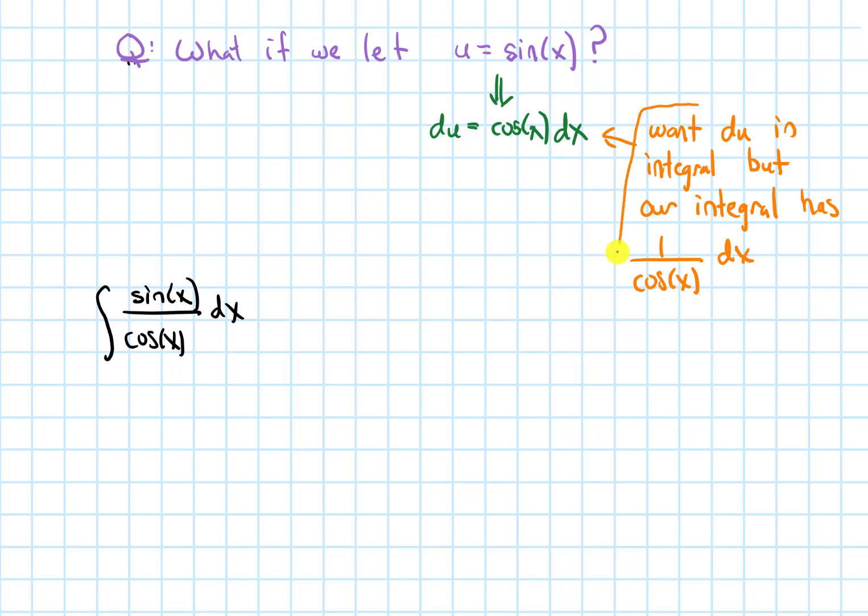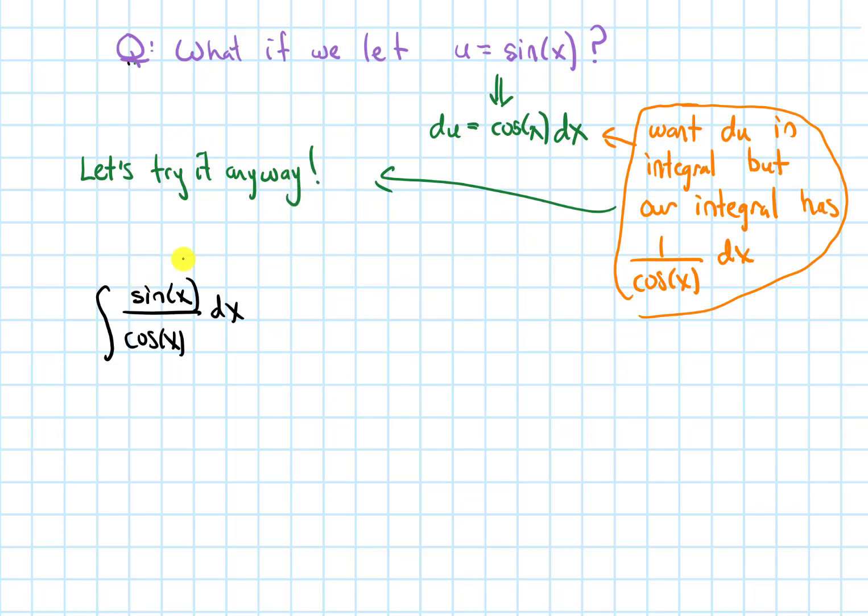We do want, let me put a bubble around this, we do want to see du in our integral, maybe up to a constant multiple, but I don't quite see that because our integral actually has 1 over cosine x dx rather than just cosine x dx. Okay, so that often indicates that maybe using this u-sub isn't the best thing to do, but let's just try it and see what happens. Let's try it anyway.